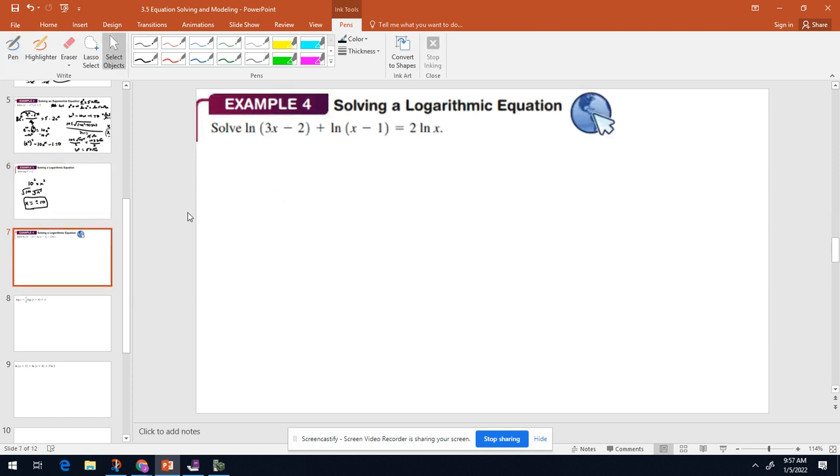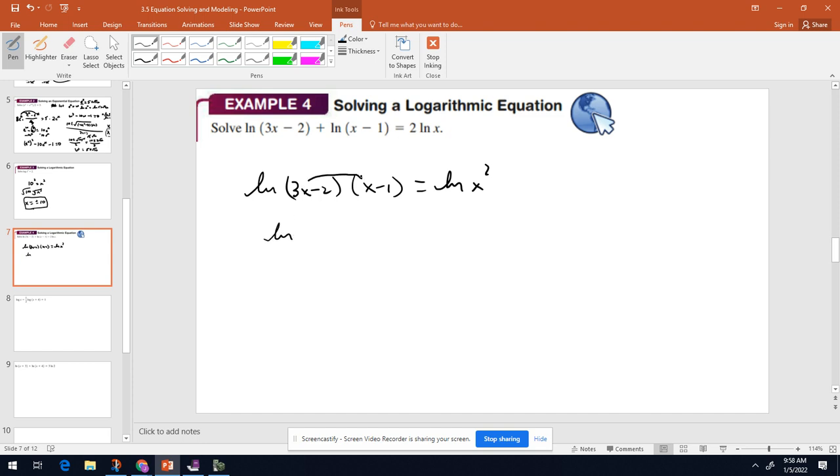Okay, this problem right here, nothing changes when it's an ln or a log, but I'm going to have to use my properties here. So take a look at what this problem looks like. What did plus mean yesterday? It meant to multiply, right? So I have the ln of 3x minus 2 times x minus 1 is equal to the ln of x squared, right? Remember doing these problems right here? So now I have, that's just an exponent out in front. So now I have the natural log.